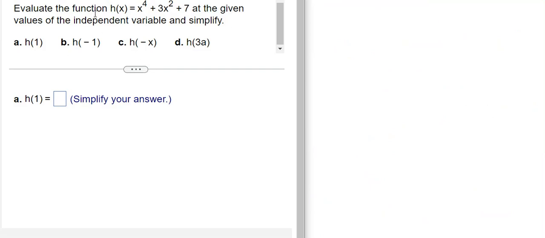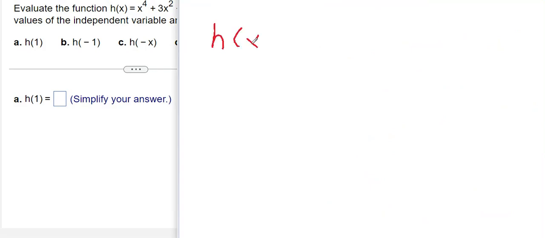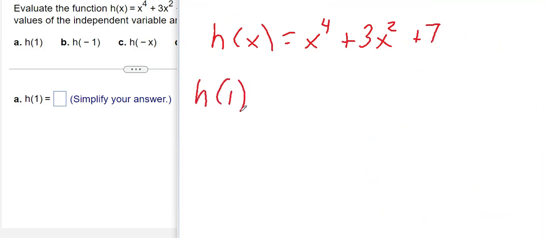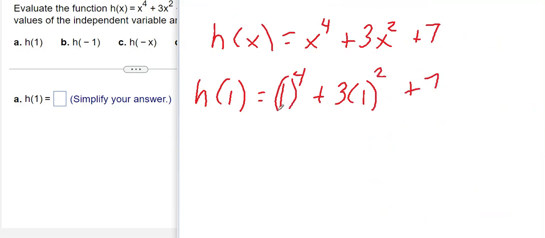All right, so we're going to evaluate the function h of x equals x to the 4th plus 3x to the 2nd plus 7. And we're going to do h of 1. That's 1 to the 4th plus 3 times 1 squared. Now, I didn't put my parentheses like I had advised. When the number is positive, it's not absolutely necessary.